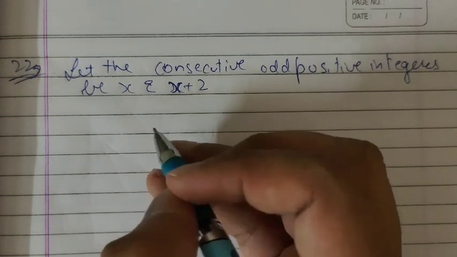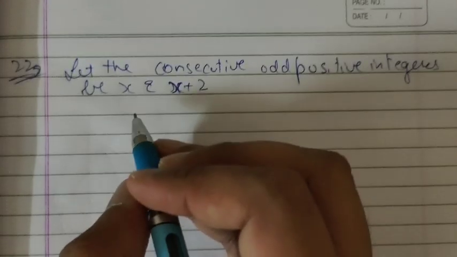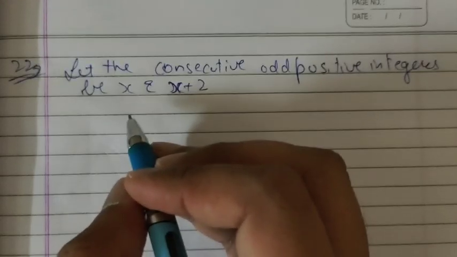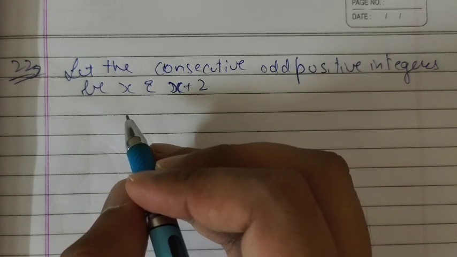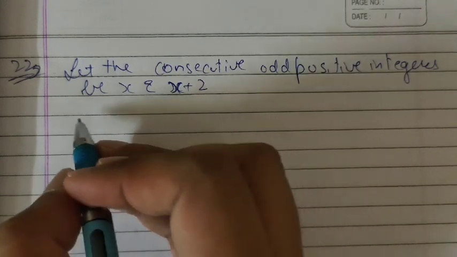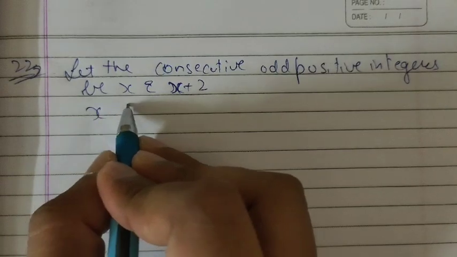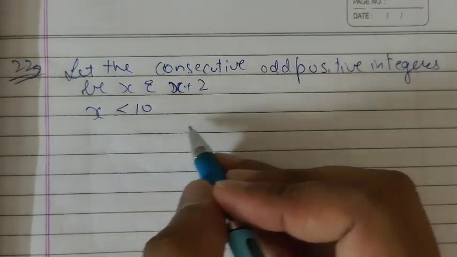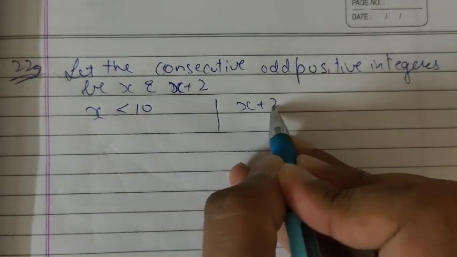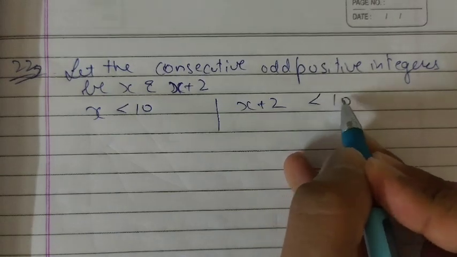If one is 7, the other will be 9. Each of them is smaller than 10, right? Each of them is smaller than 10. So x is smaller than 10, first thing. Secondly, x plus 2 is smaller than 10, right?